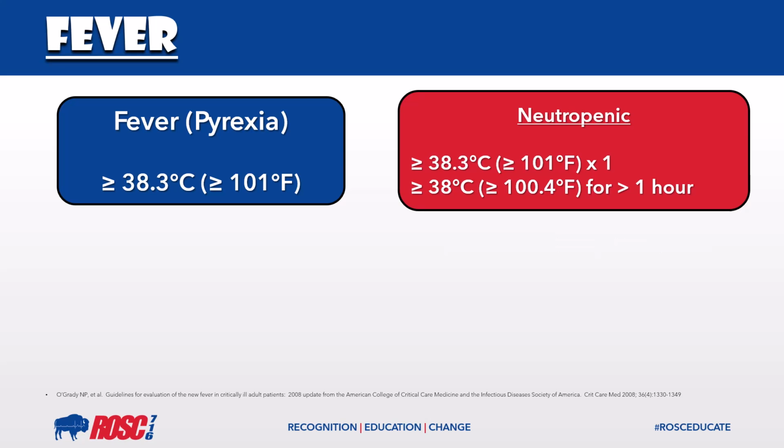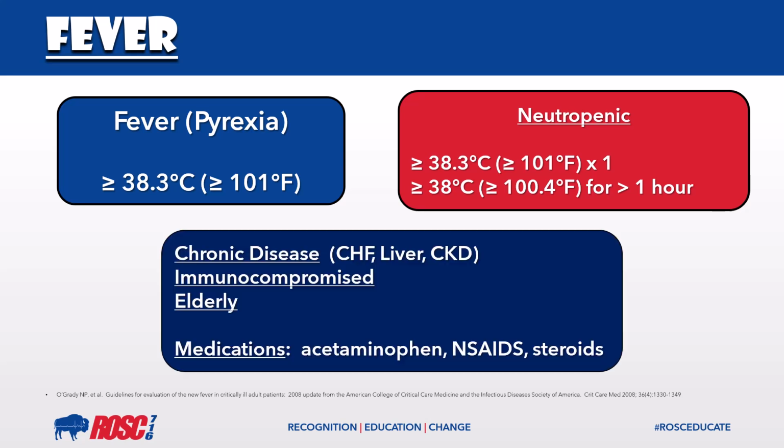However, if they spike a temperature of 100.4 Fahrenheit or higher for greater than an hour, that's also significant for a definition of fever. A neutropenic patient has a reduced ability to form a fever, so this lesser threshold acknowledges this disability. There's other considerations to discuss as well. So a chronically diseased patient, heart failure, liver patient, CKD, immunocompromised, or even an elderly patient has a reduced ability to spike or form that fever.